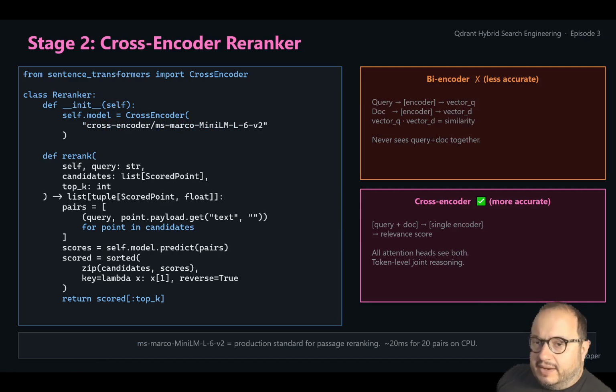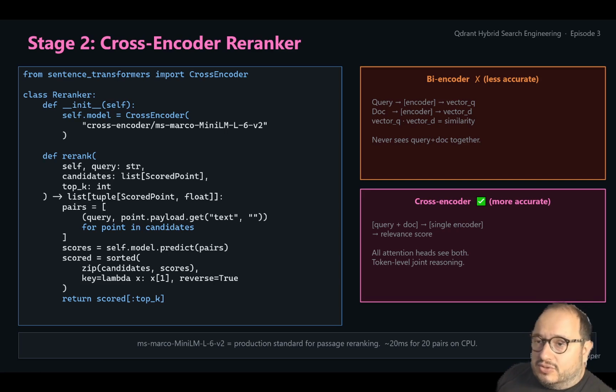A cross-encoder takes the query and document as a concatenated input and processes them together. Every attention head in the cross-encoder can attend to both the query tokens and the document tokens simultaneously. This gives the model significantly more information about the relevance relationship, at the cost of being much slower.